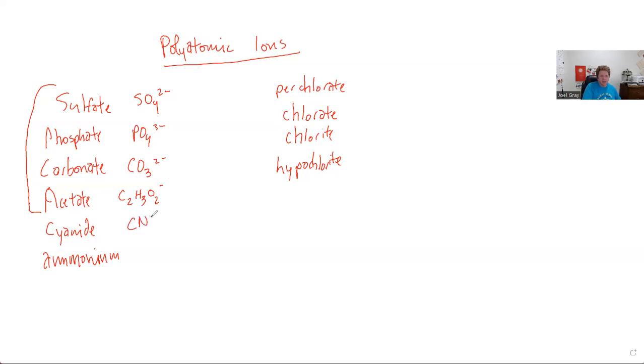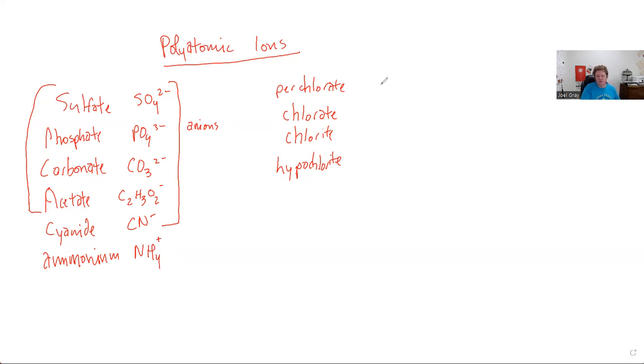Cyanide is CN-. One thing that I want you to recognize about all 5 of these is that these are all anions. So they have a negative charge. Ammonium is NH4 plus, therefore it is a cation. It is the only polyatomic cation that we need to be familiar with.